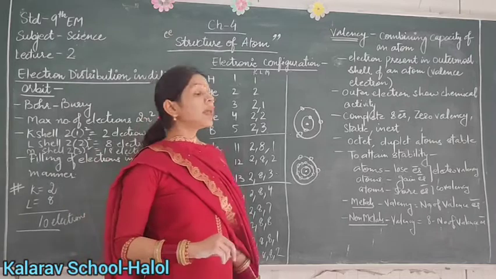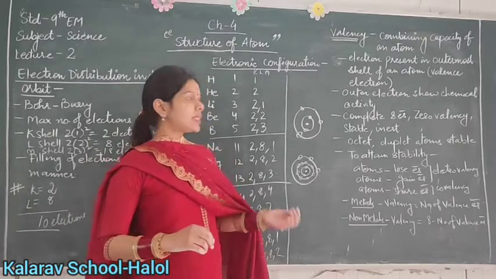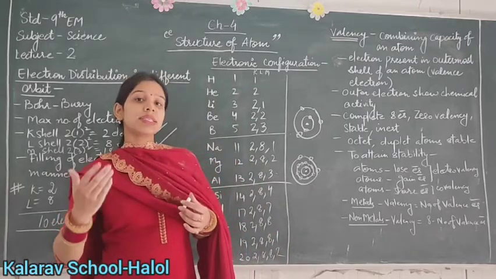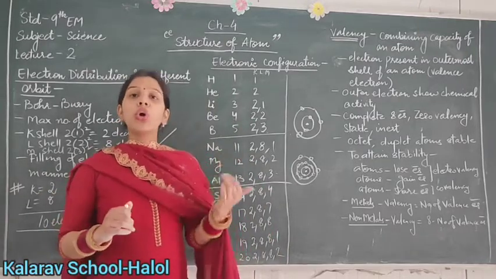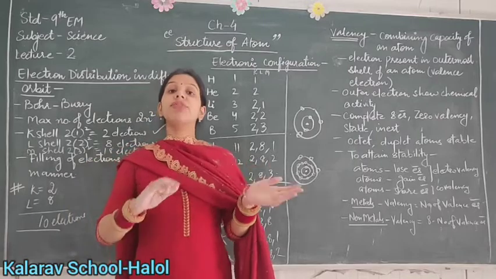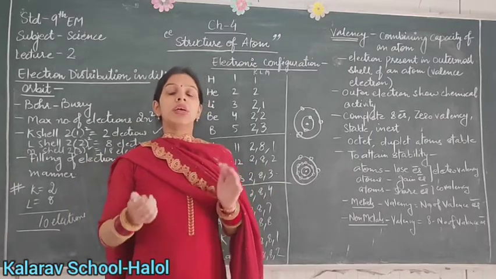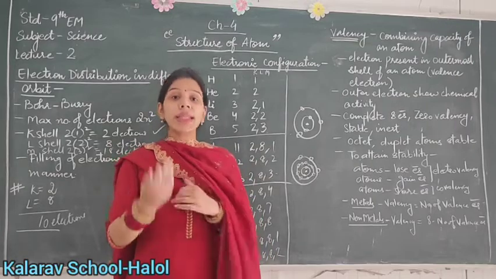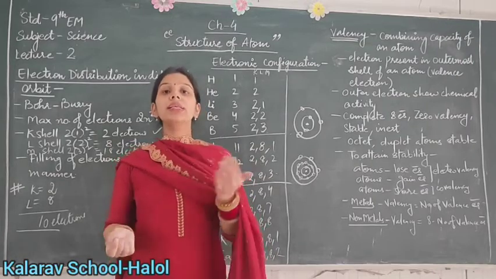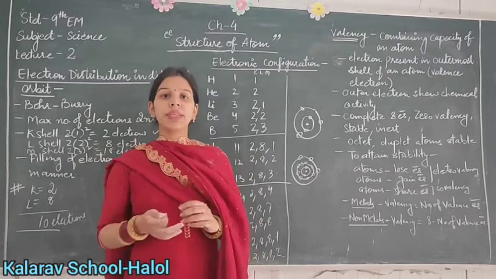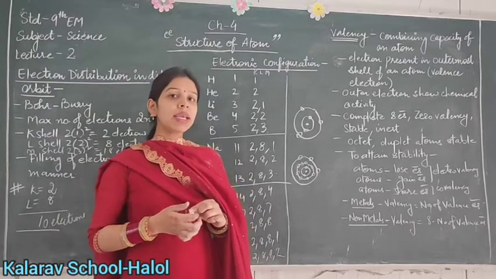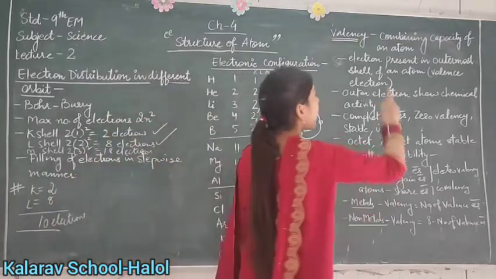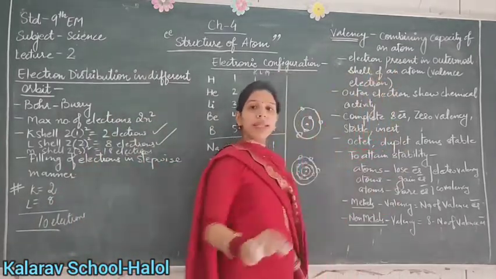So next topic is valency of elements. The valency of an element is the combining capacity of an atom. You know in the previous lecture we saw the different formulas of elements. How the atoms combine, how the elements combine, why the elements combine, it always depends on their combining capacity. This combining capacity is called the valency of that atom.